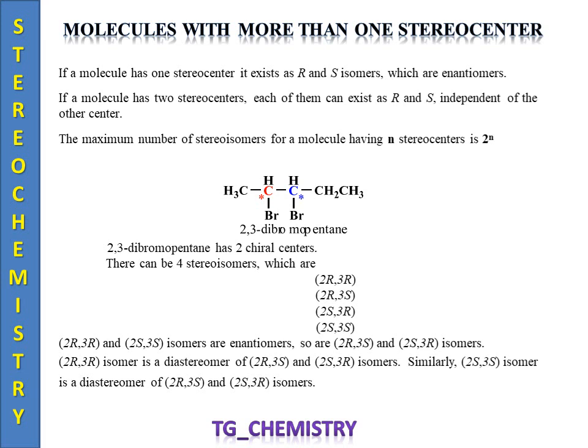Okay. Now, 2R,3R and 2S,3S, these two isomers are enantiomers, and the other two, the 2R,3S and 2S,3R, are also enantiomers of each other. The 2R,3R isomer is a diastereomer of the 2R,3S and 2S,3R isomers. Similarly, the 2S,3S isomer is a diastereomer of the 2R,3S and 2S,3R isomers.